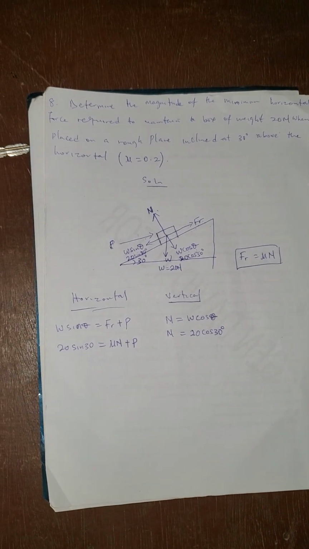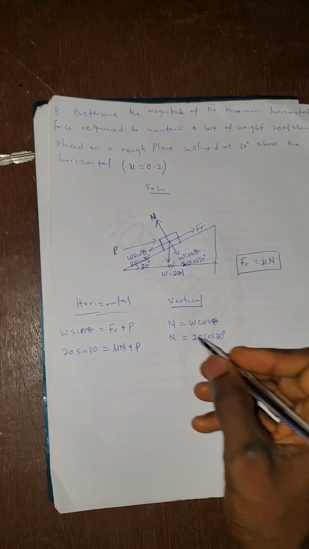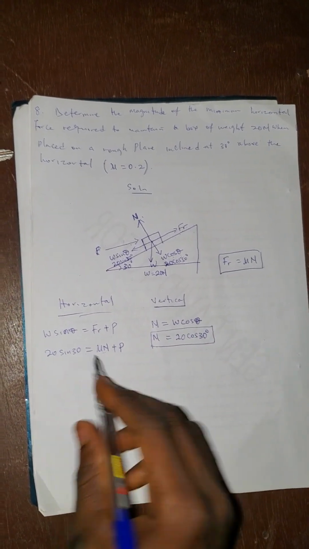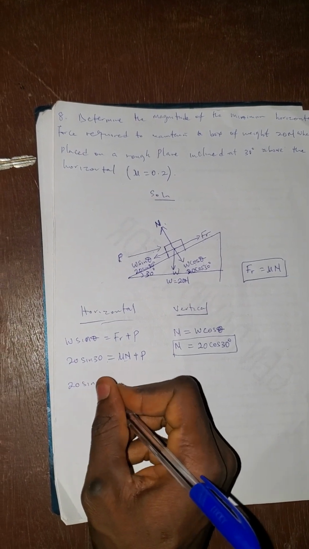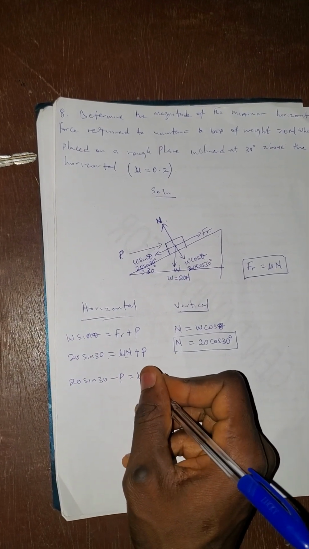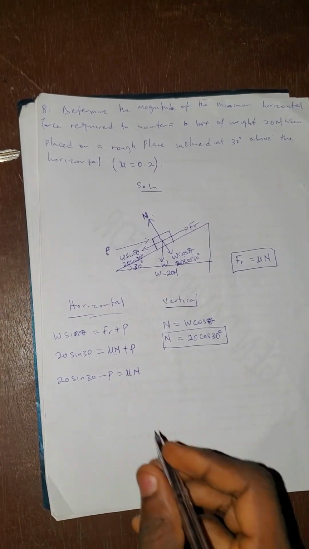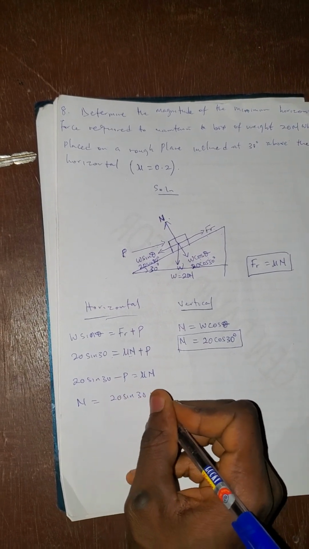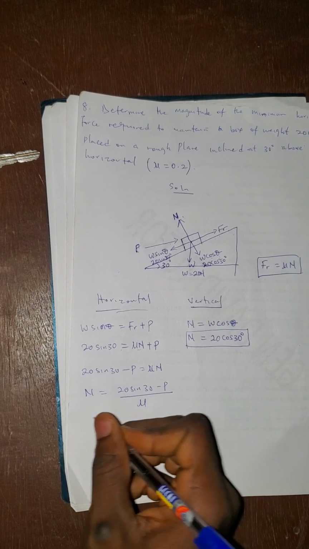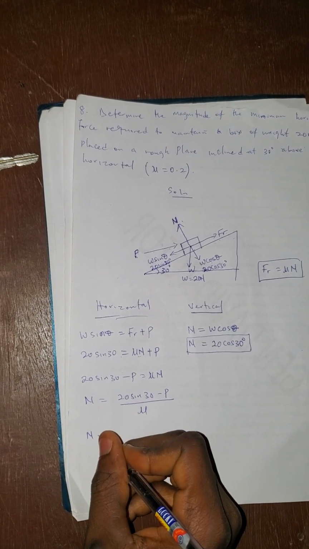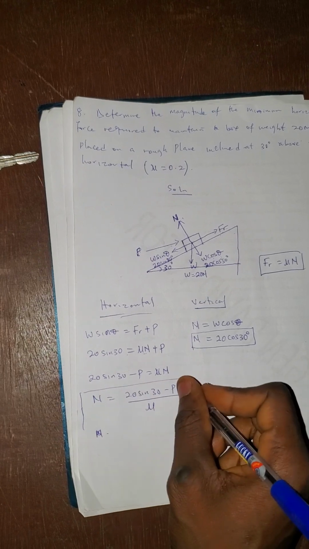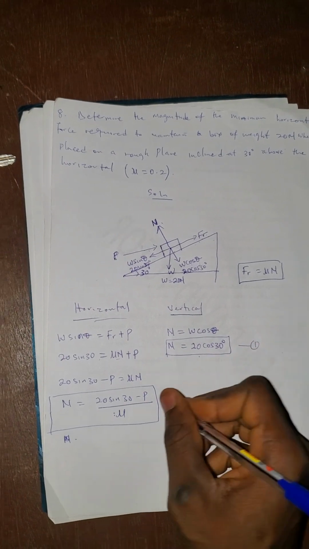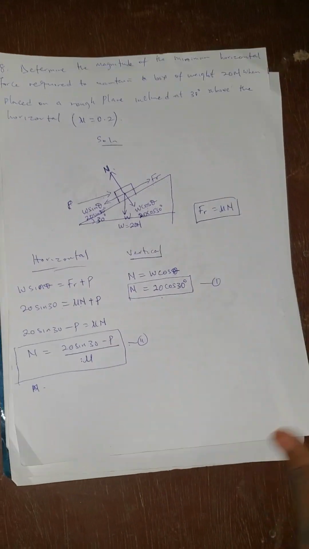Then if you check this, you will observe that we have N, the subject of formula here. And let's try and make N the subject of formula here. So 20 sin 30 minus P will now be equal to the coefficient of friction multiplied by N. So N will be equal to 20 sin 30 minus P, all over what? All over the coefficient of friction. So now, since N is equal to this, if this one is equation 1 and this one is equation 2, we can set equation 1 equal to equation 2.